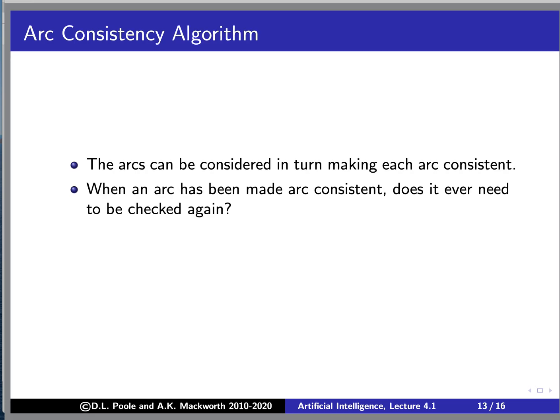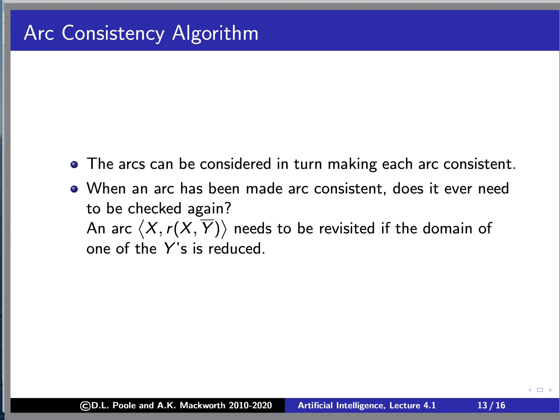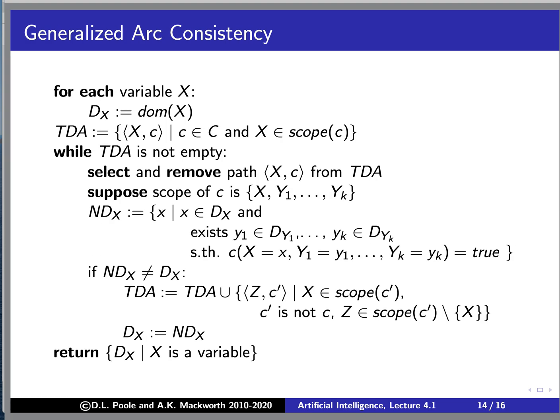So let's look at this algorithm. The arcs are considered in turn, making each arc consistent. When an arc has been made arc consistent, does it ever need to be checked again? We'll talk about that in class. When does it need to be checked again? And so here's the algorithm we're going to do. We'll explain this in more detail.